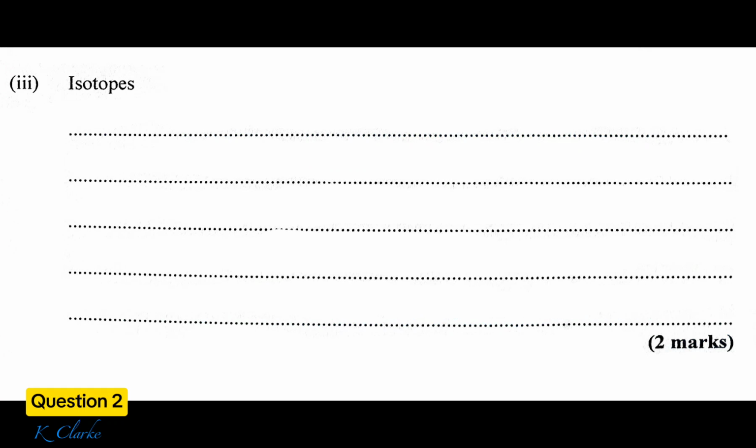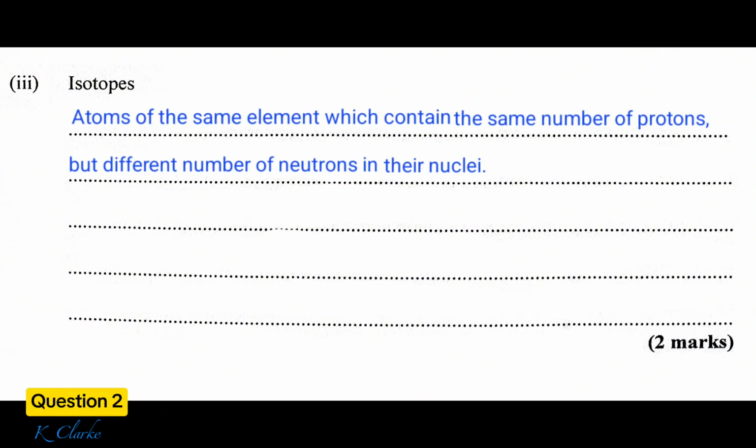Part 3. Isotopes. Isotopes are atoms of the same element which contain the same number of protons but different number of neutrons in their nuclei. Therefore, the same atomic number but different mass number.